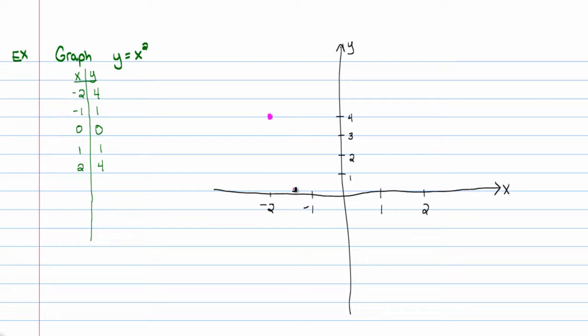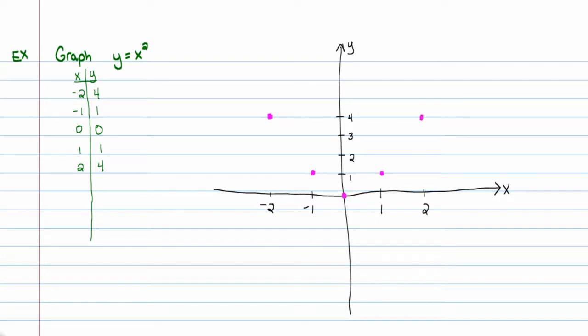And when x is negative 1, y should be positive 1. And if you only plot 2 points, you'll think that this is a line. That's why plotting more than 2 points is extremely important. When x is 0, y is 0, and it still looks like this might fit on a line, but as you go to your next point, x equals 1, y equals 1, you realize this is not a line. When x is 2, y is 4.